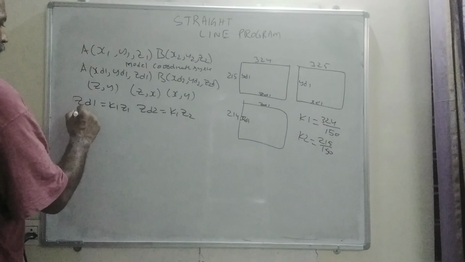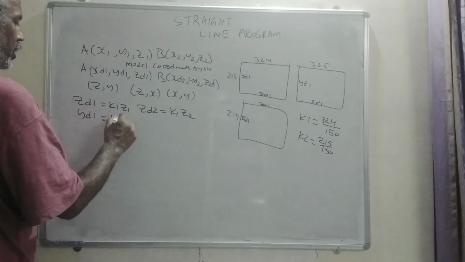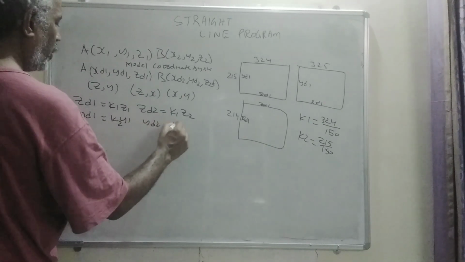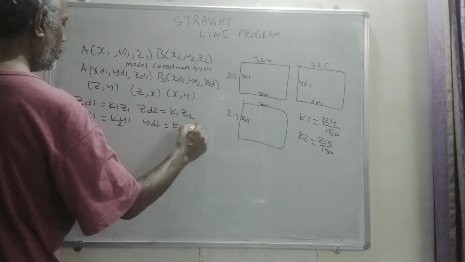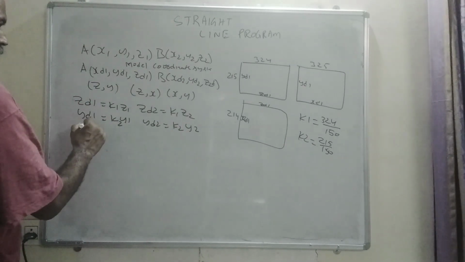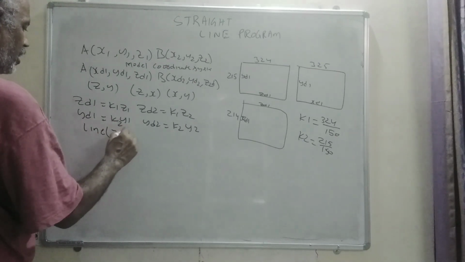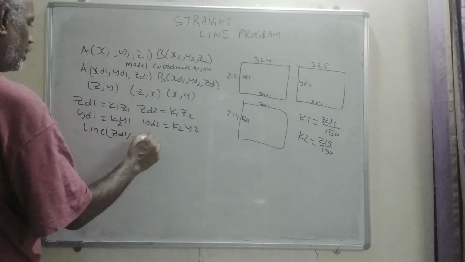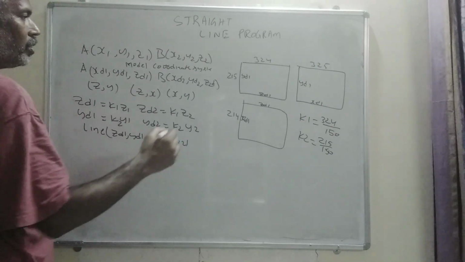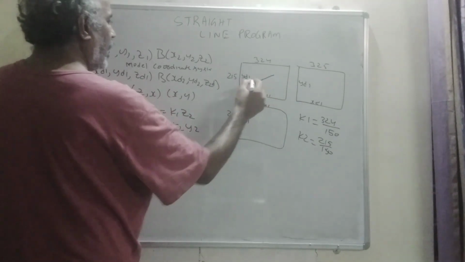Similarly, yd1 will be k2 into y1, and yd2 will be k2 into y2. With this conversion, we can create a line from (zd1, yd1) to (zd2, yd2). So two points are there, and I am drawing this line with this command.